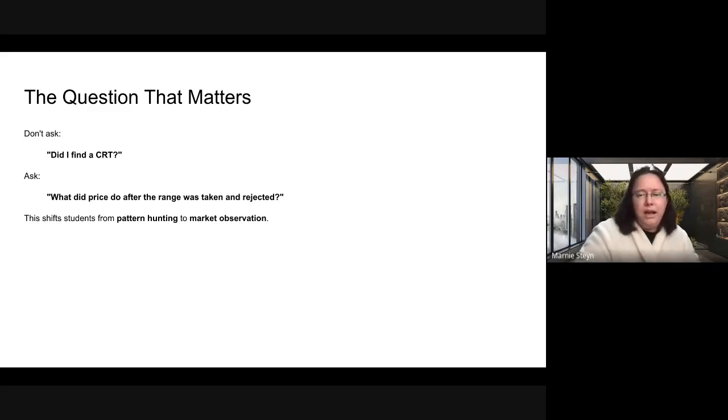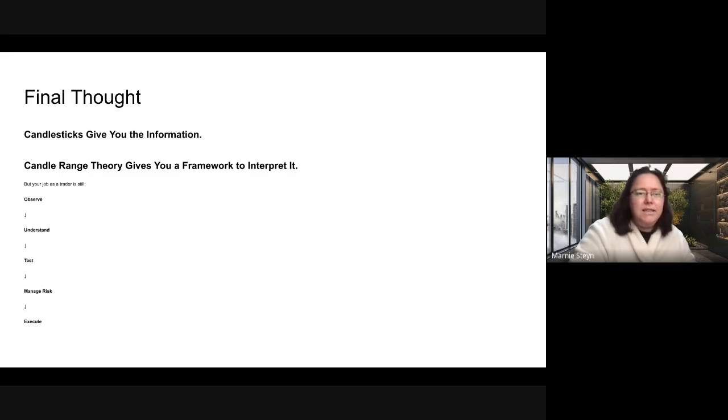So our final thoughts, guys: candlesticks give you information. Candle range theory gives you a framework to interpret it. But your job as a trader is still to observe, understand, test, manage risk, and execute. Okay, guys, that is my final thought.